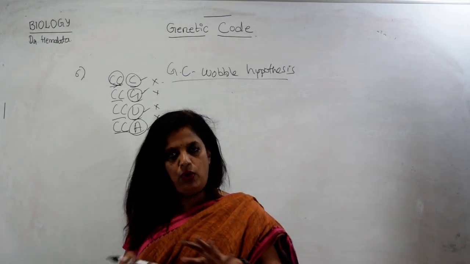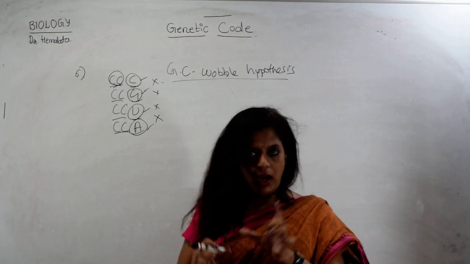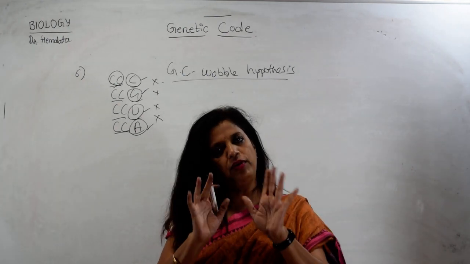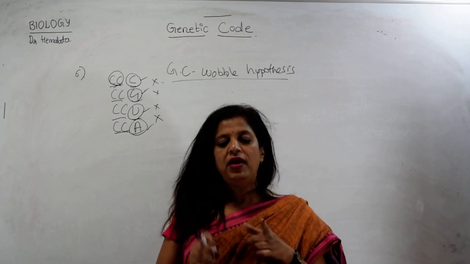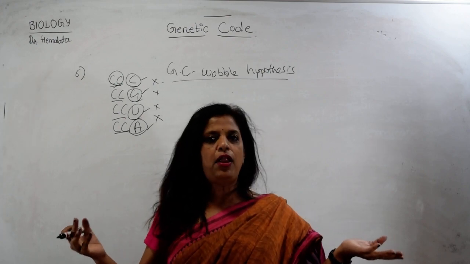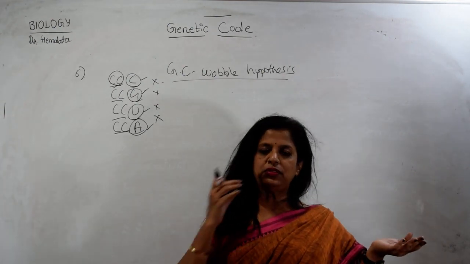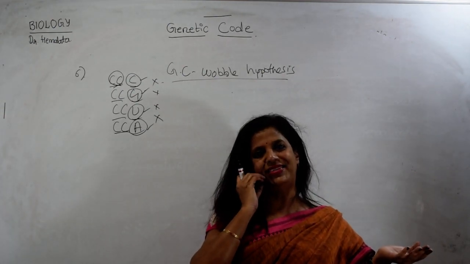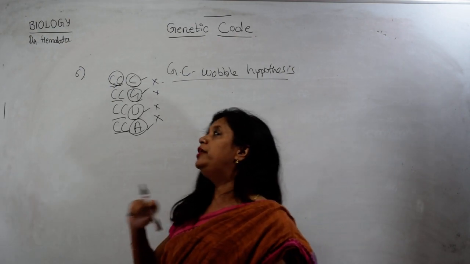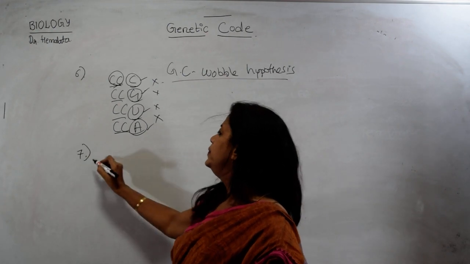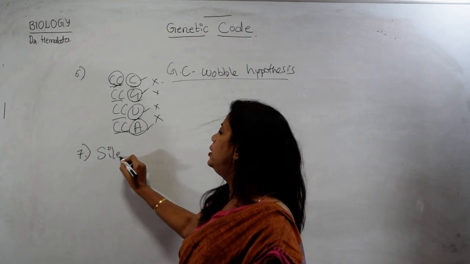It means that in a whole triplet codon, among the three nitrogen bases given, only the first two are enough to decide what amino acid is to be formed. The last can be anything. It will have no specificity. The last nitrogen base is a wobble base, or a non-specific base. Right? But this results in another problem. What is that? Seventh, this is something called the silent mutation.